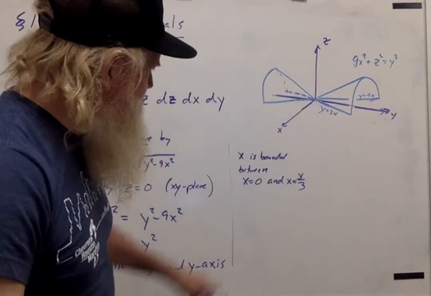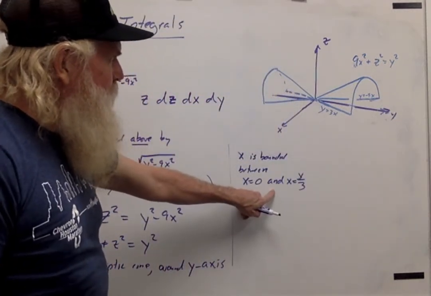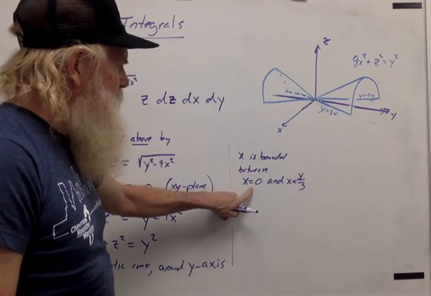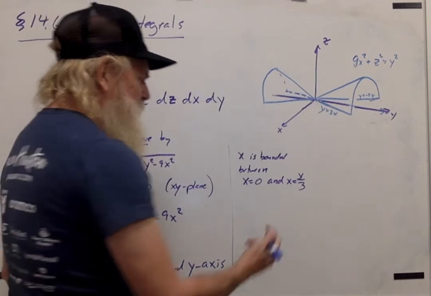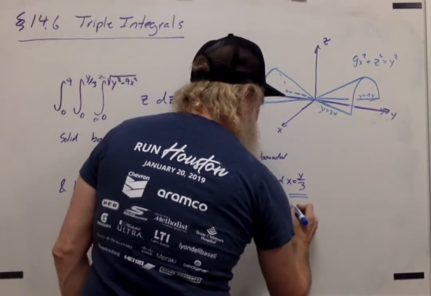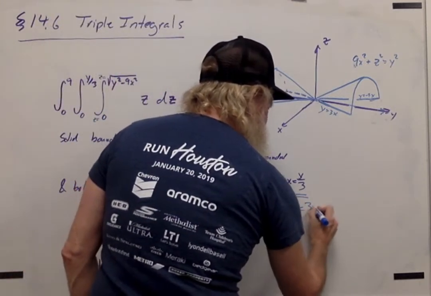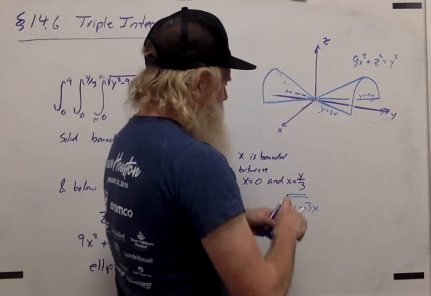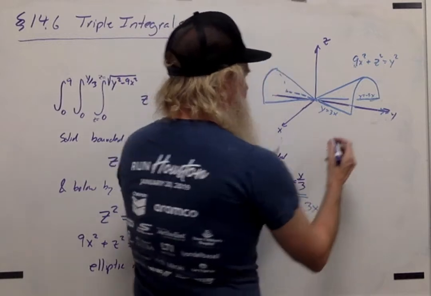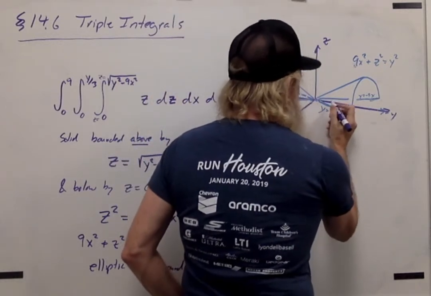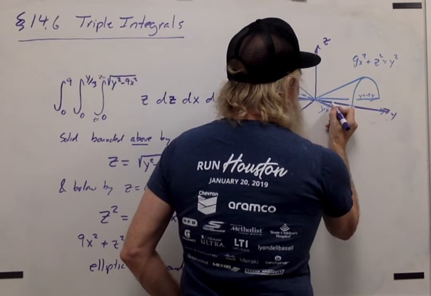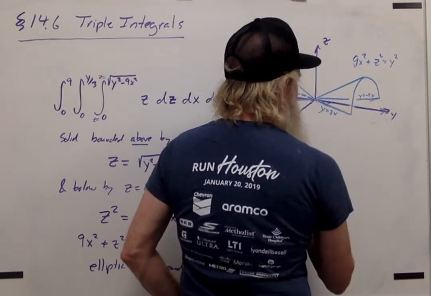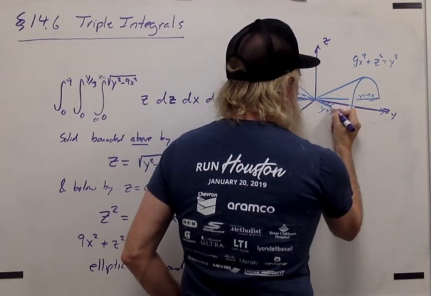I mentioned that because notice the similarity to what we have here. x stays in between x equals 0 and x equals y over 3. But x equals y over 3 is the same as y equals 3x. So looking at just the x coordinate, x is going to stay in between x equals 0, which is the y-axis, and y equals 3x, which is this line in the first quadrant.